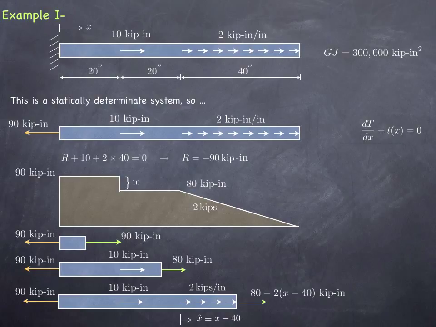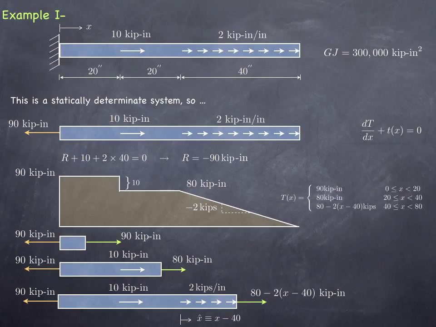As you can see, where x is equal to 40, which is where the uniformly distributed torque begins, the magnitude of the internal torque is 80 kip inches as it is supposed to be. And then when x is equal to 80, which is the right end of the shaft, the formula gives us 80 minus 2 times 40, which is 80 minus 80, which is 0, so it closes up at 0. And it varies linearly, so this must be the correct formula.